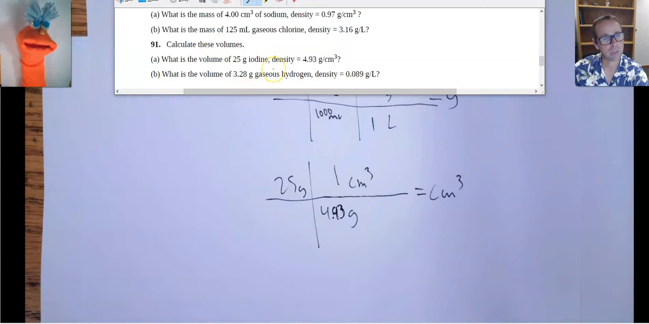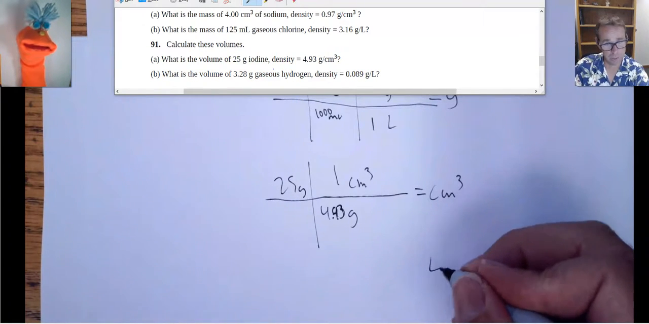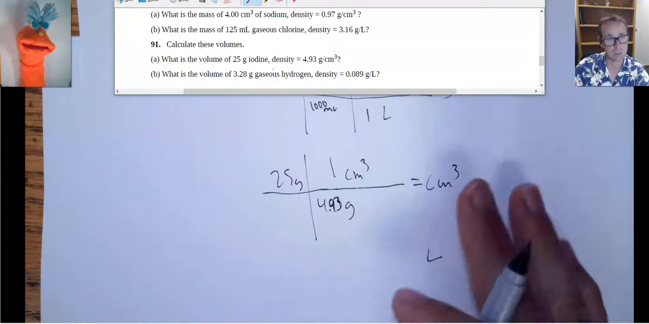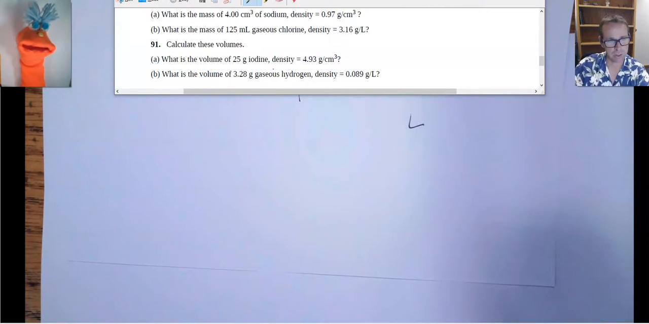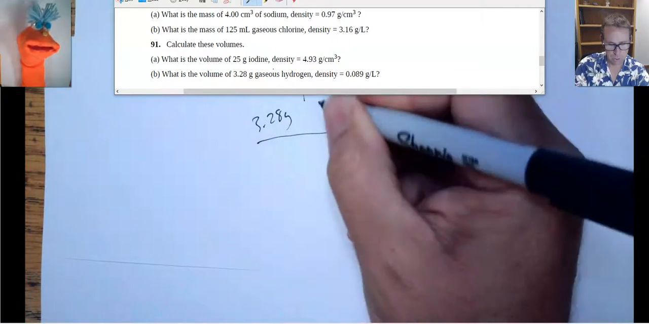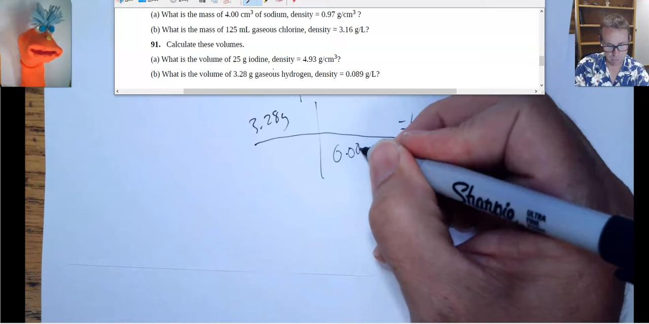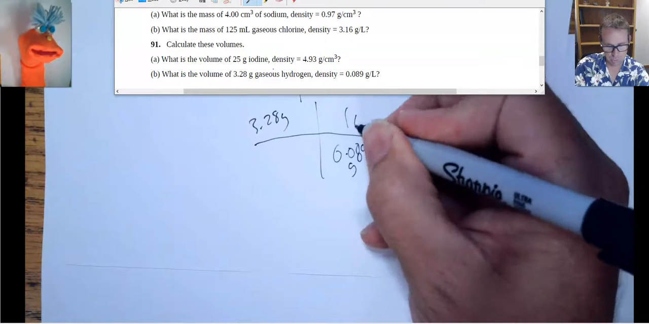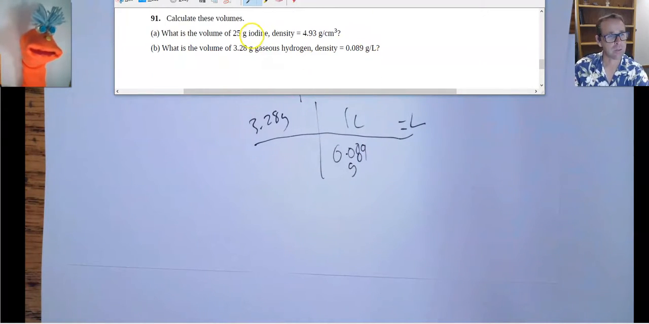What's the volume of, again, what do I want it in? Liters maybe, because they gave it to us in grams per liter. 3.28 grams. And I want to get it into liters. And I have a density of 0.089 grams for every 1 liter. Okay, 92.